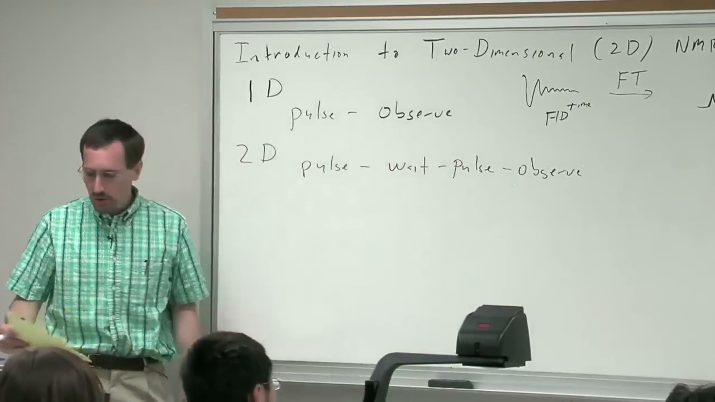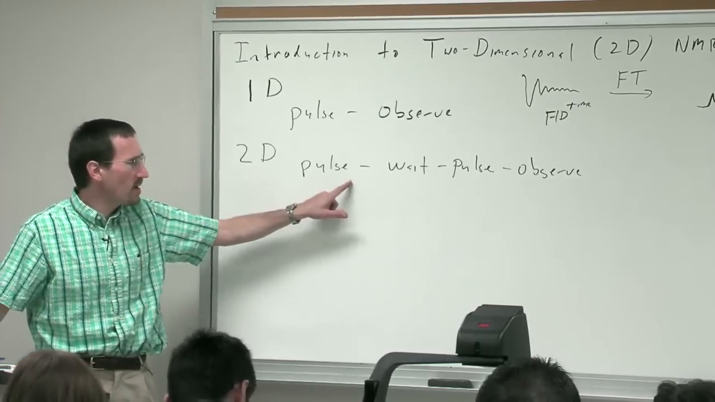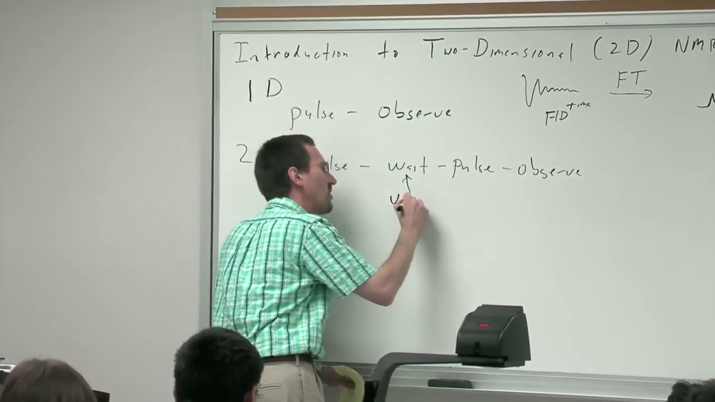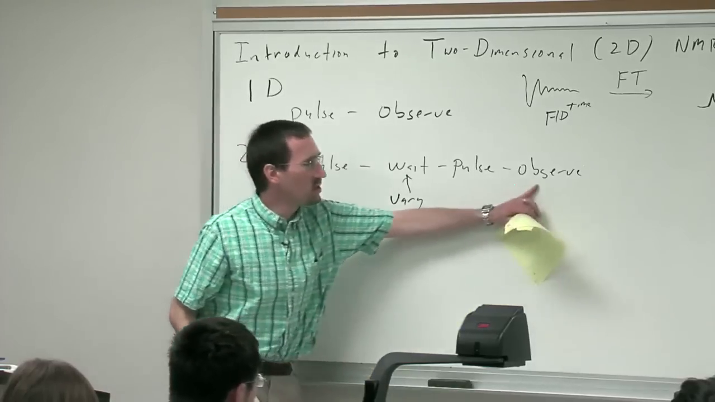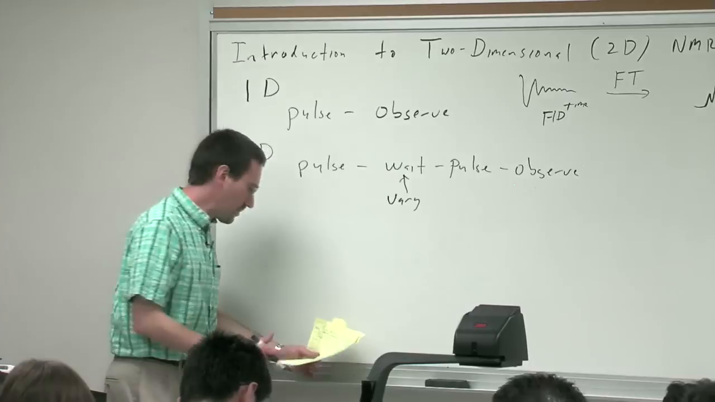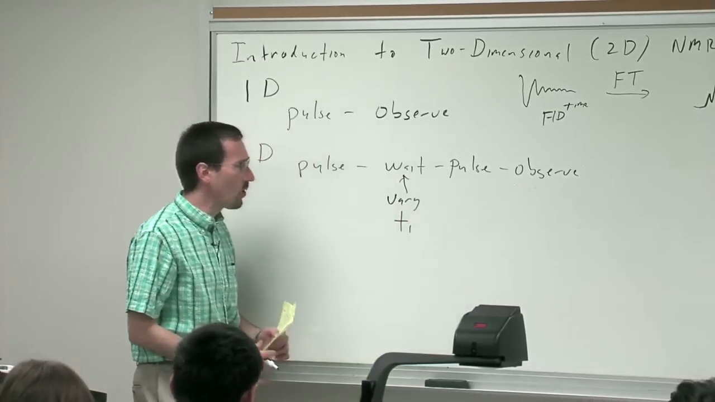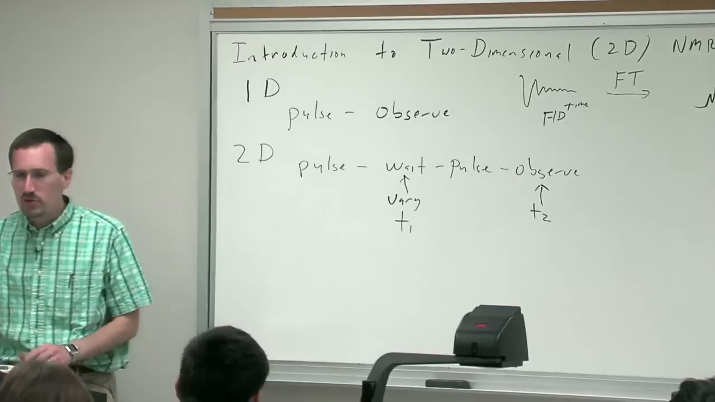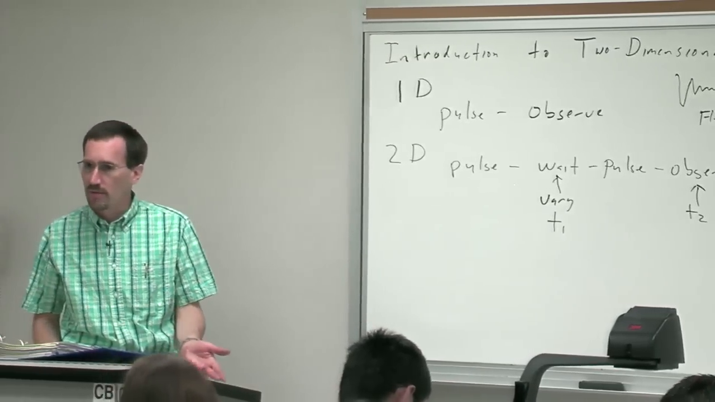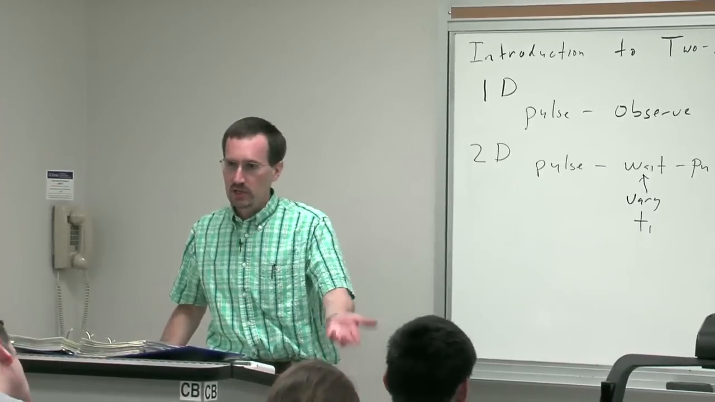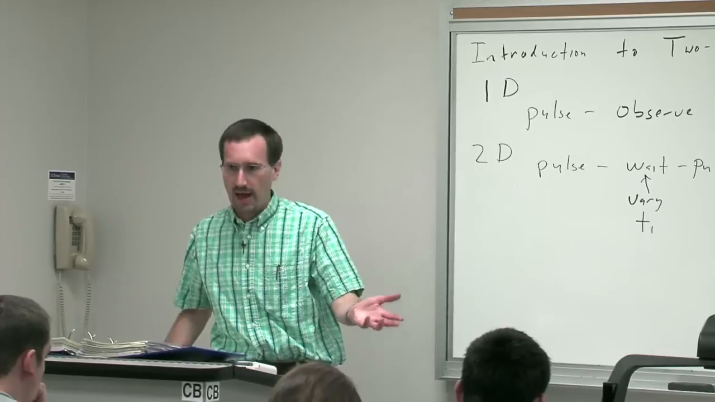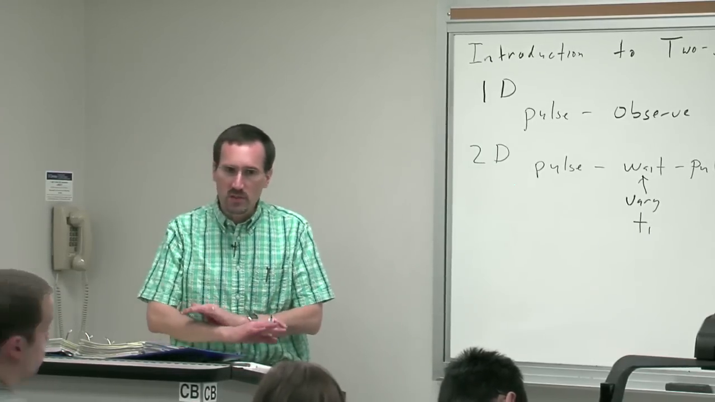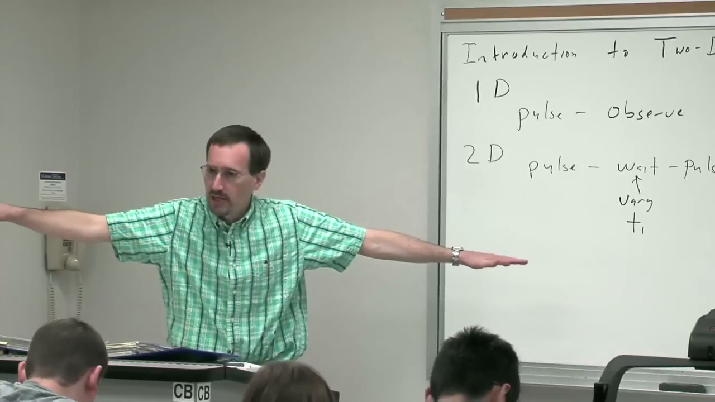And so what you do is you get two time dimensions, because for the wait, you're waiting for some time, and you're going to vary the wait. And then you observe. This first wait becomes time one, we'll call that t1, and the second becomes t2. Now, these are not to be confused with the capital T's we talked about for relaxation. Remember, capital T1 is vertical spin relaxation, where the magnetization returns to the z-axis, and capital T2 is spin-spin relaxation, where the magnetization spreads out in the xy plane.